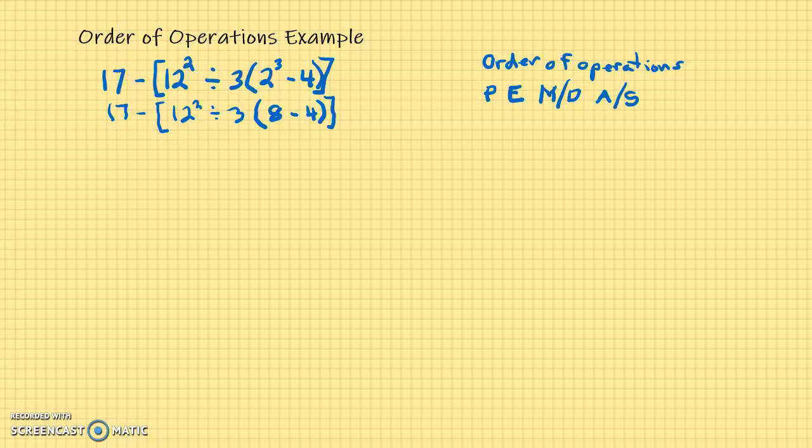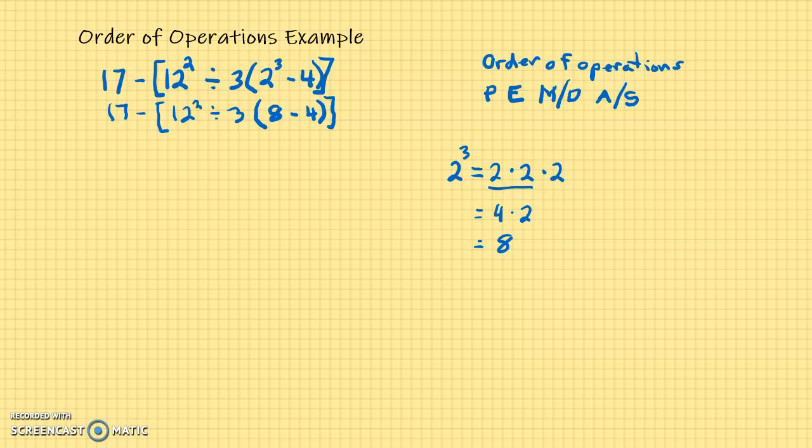2 to the third, I'll do that over here. So 2 to the third means, equals 2 times 2 times 2. We're just going to multiply from left to right. So this 2 times 2 is 4. So that means that it equals 4 times 2. And then 4 times 2 is 8. So that's how we get 2 to the third is equal to 8.